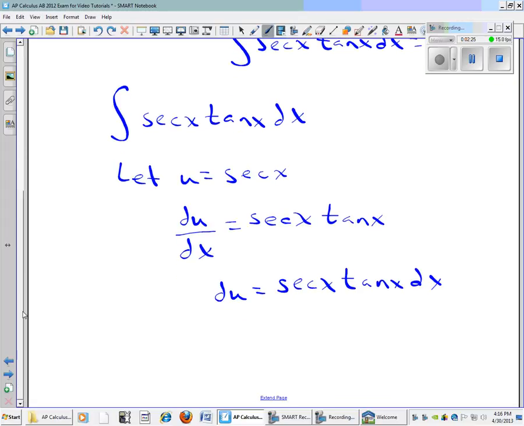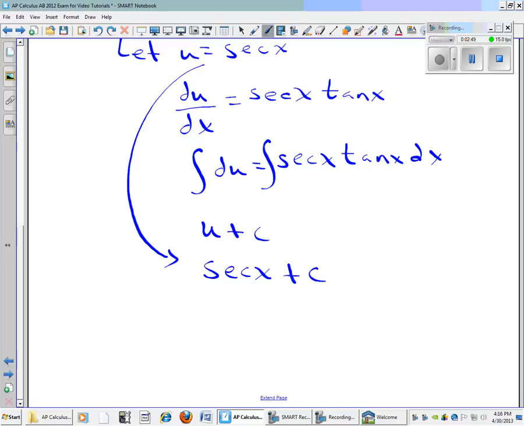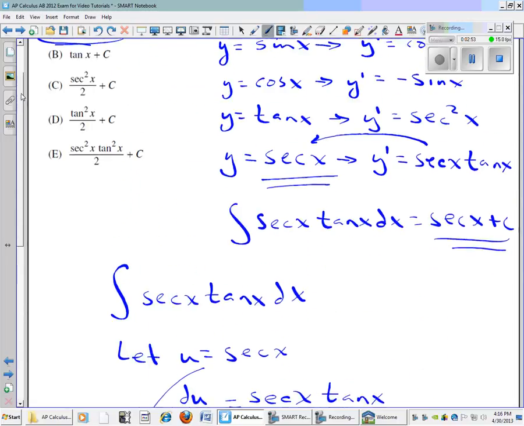And so we would take the integral of both sides, and we would find that the integral of du is equal to the integral of the secant of x tangent of x dx, which was what we had in our problem. So if I take the integral of du, I just get u plus c. We said earlier that u was equal to the secant of x. So we get secant of x plus c as our answer. And again, that's letter A.